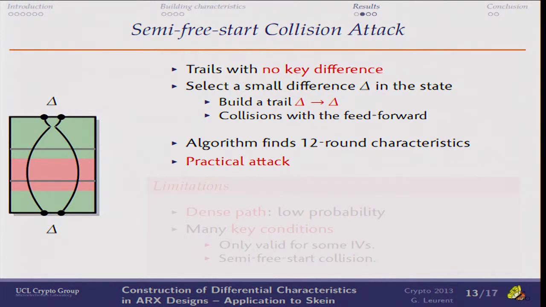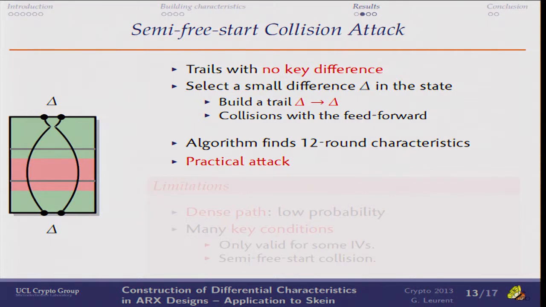But before we can look for collisions, we're going to do something a little bit easier. That is semi-free start collision. In a semi-free start collision attack, we allow ourselves to select some chaining value that will be easier than a random chaining value. And in the case of Skein, the chaining value is used as the key because it's using MMO mode.